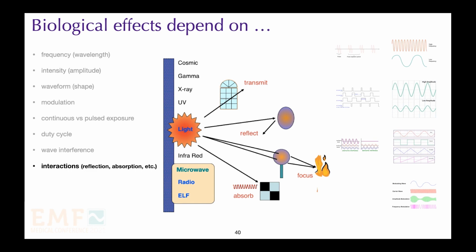Just as waves can interact with each other, they can also interact with their environment. Visible light is part of the electromagnetic spectrum, and we know that light can be transmitted, reflected, focused, and absorbed by different objects. If we replace light with microwaves, we know that microwaves can be transmitted through buildings, reflected or focused by metal objects, and absorbed by water.